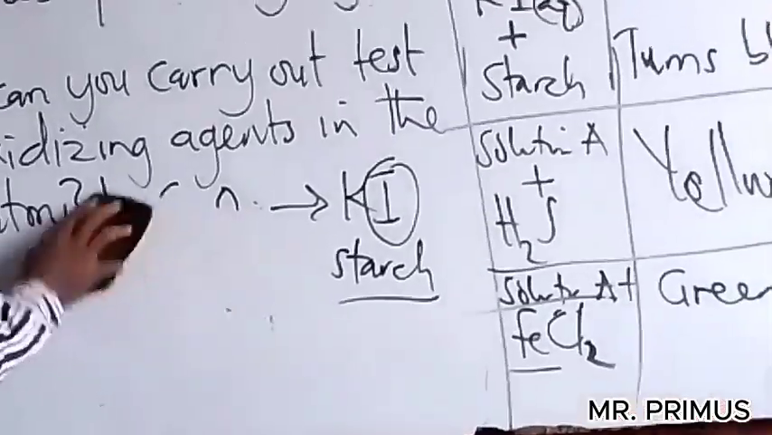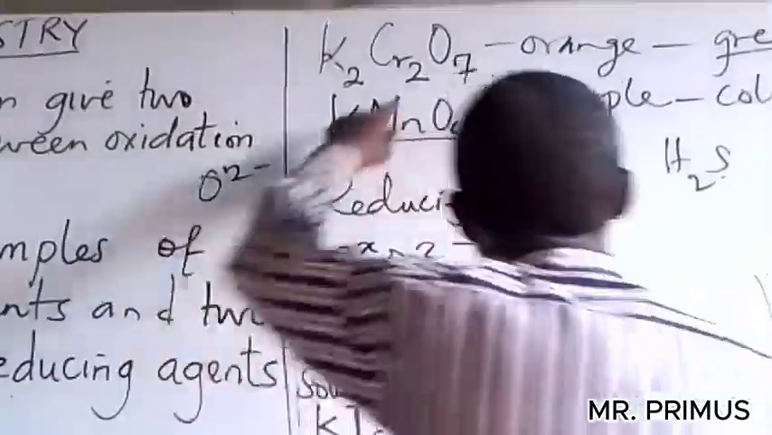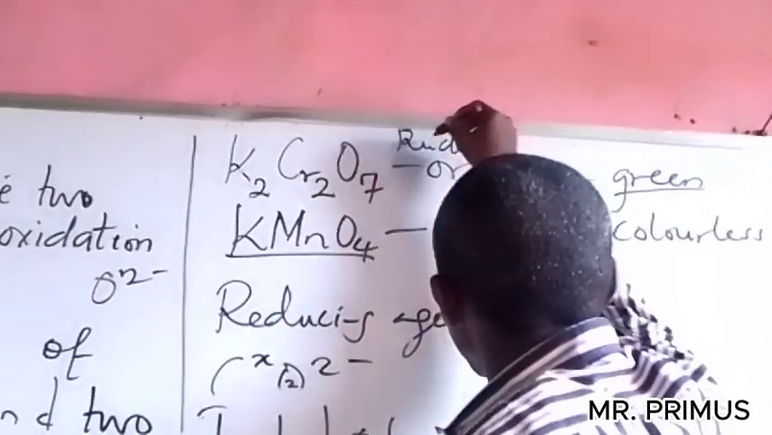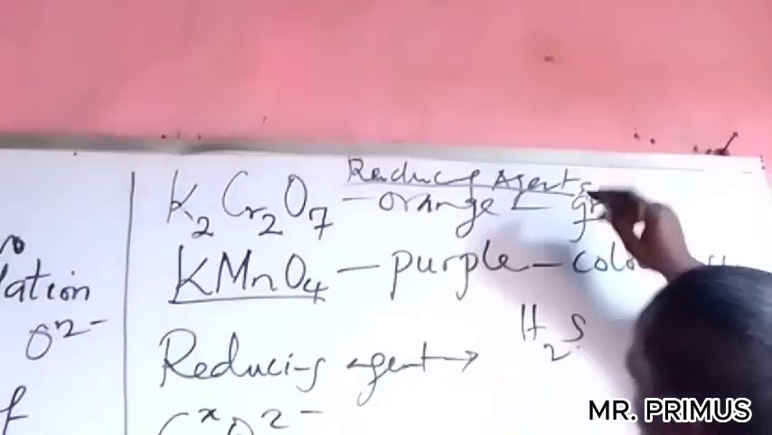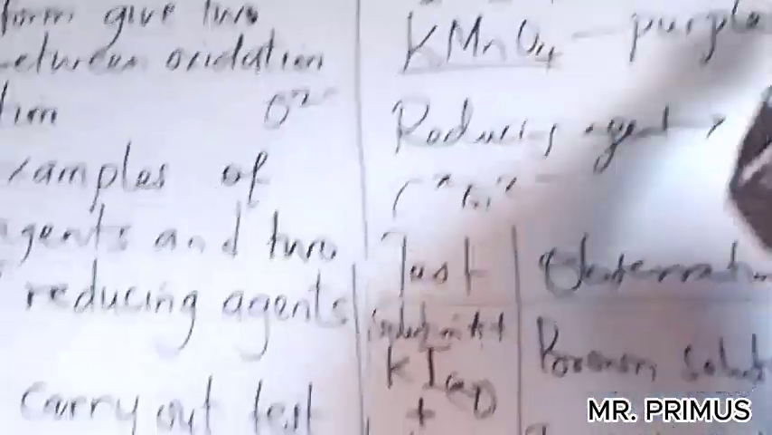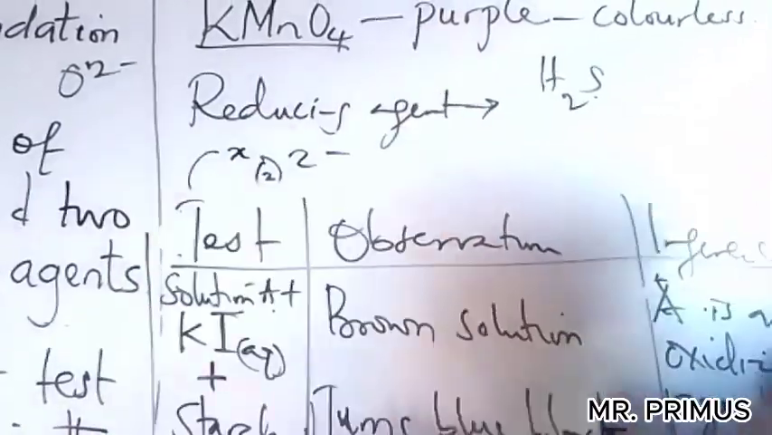Now, with this same thing, reducing agents. If you want to test for reducing agents, pass the reducing agent to turn the color of this from orange to green, or this from purple to colorless, as I've explained. I say reducing agent, hydrogen sulfide, as I've explained that.